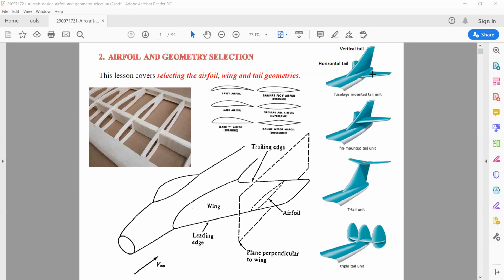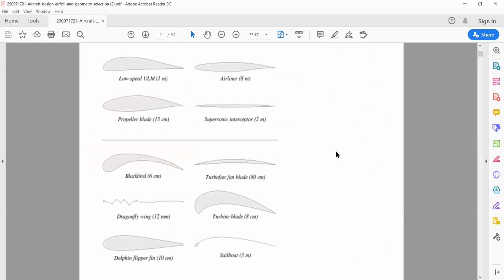Okay, in this, see here, this is called low speed, that's an aileron. You can see it looks like an airfoil. This is for low speed, ultralight aircraft and airliners. You can see there is a concavity. And there is a supersonic interceptor, mainly for supersonic aircraft, with thin airfoils. And this is called propeller blades. Whenever you look at the propeller of an aircraft or of anything, the propeller blade looks like this. And you can also see the blackbird and the turbofan. When you look at the turbofan blades inside the engine, they look like this. This is the shape of an airfoil.